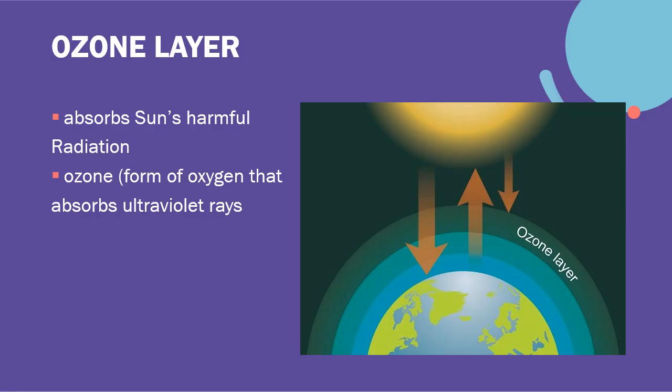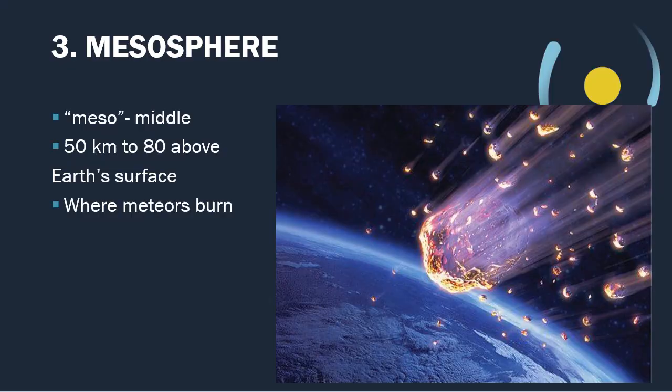Ozone layer. I know you're familiar with this. The ozone layer absorbs much of the sun's harmful radiation that would otherwise be dangerous to plant and animal life. Ozone is a form of oxygen which absorbs the ultraviolet rays from the sun, which eventually releases heat.